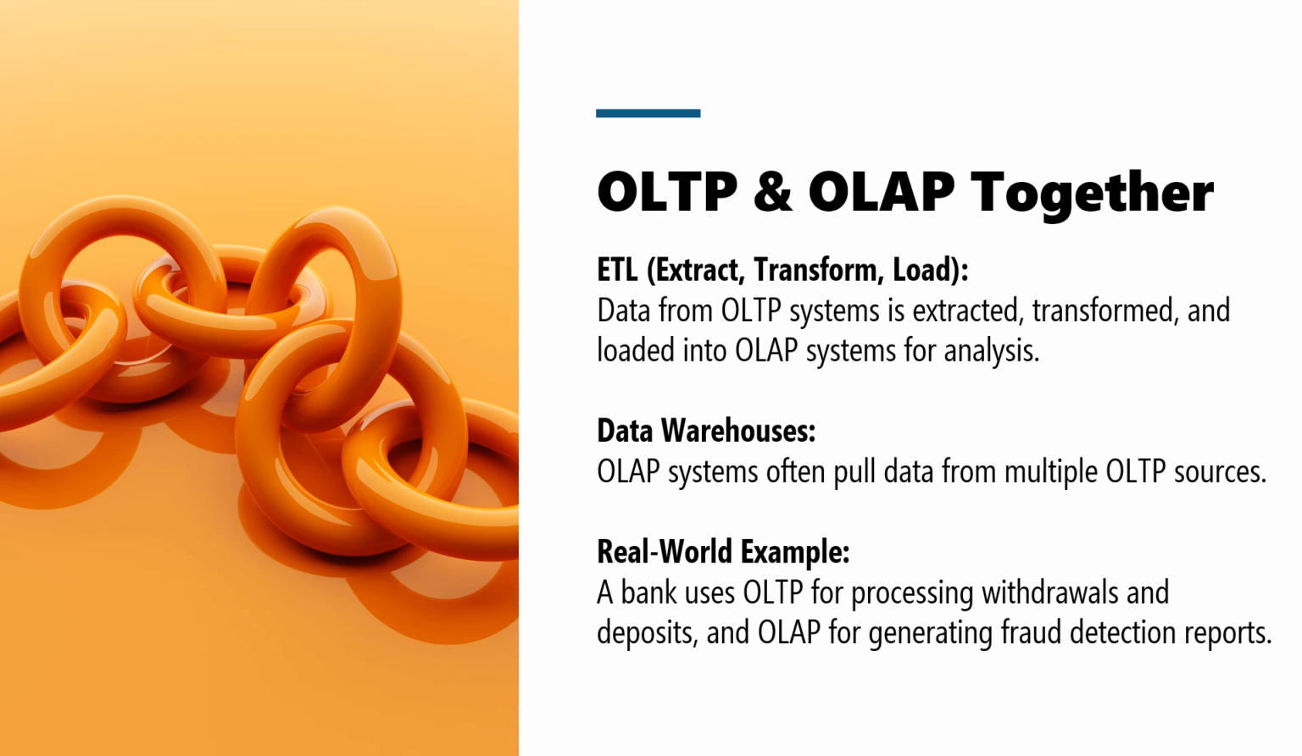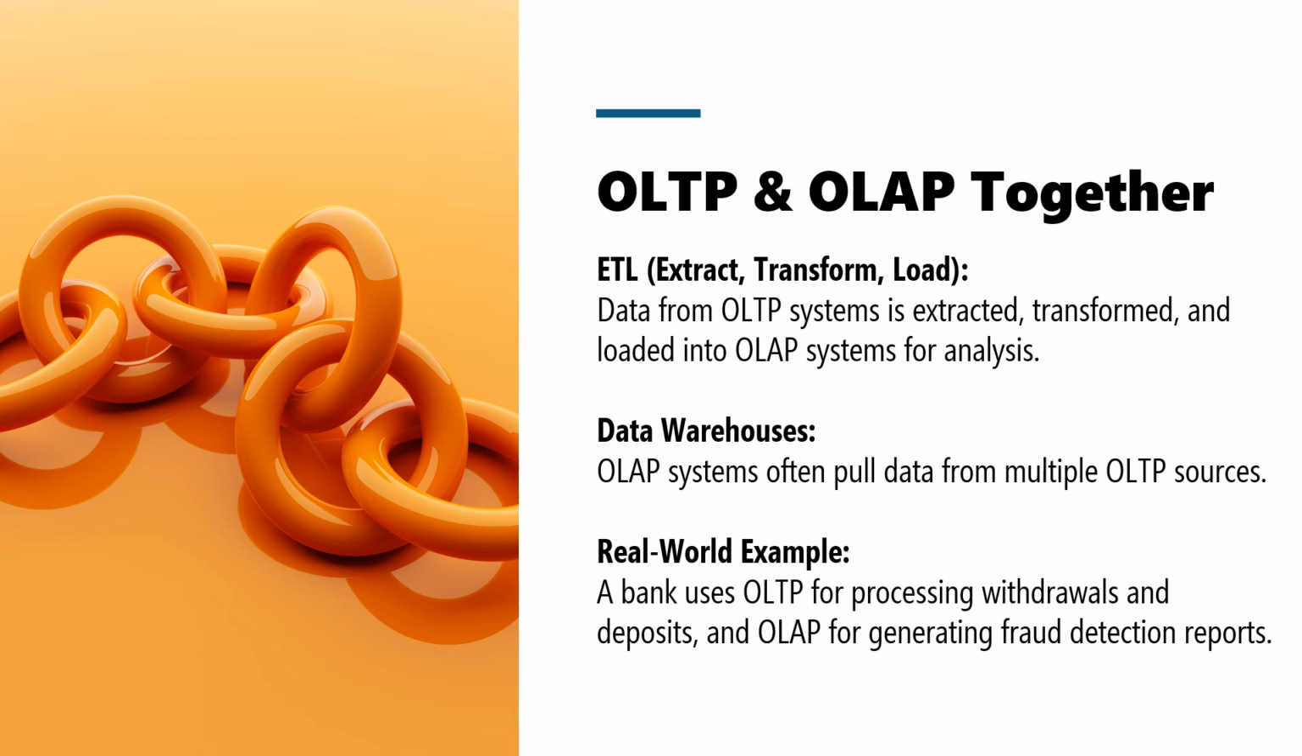Speaking of data warehouses, these are central to how OLAP works. OLAP systems often pull data from multiple OLTP sources, consolidating it into one place. For example, a retailer might combine sales data from different stores, e-commerce platforms, and customer loyalty programs into a single data warehouse. This consolidated approach makes it easier to analyze trends across the entire business rather than looking at individual systems in isolation. Now let's tie it all together with a real-world example.